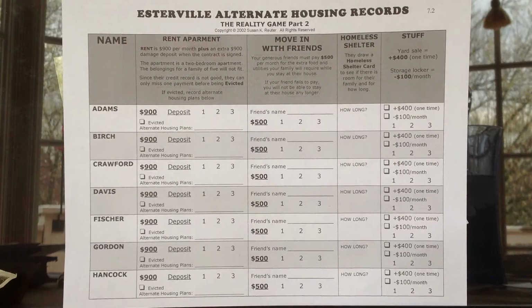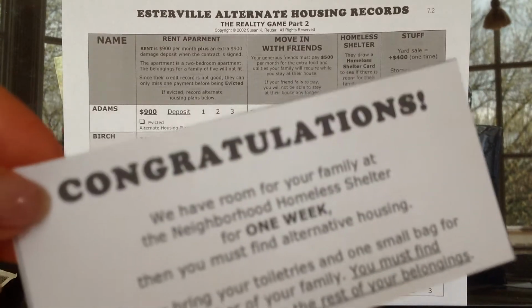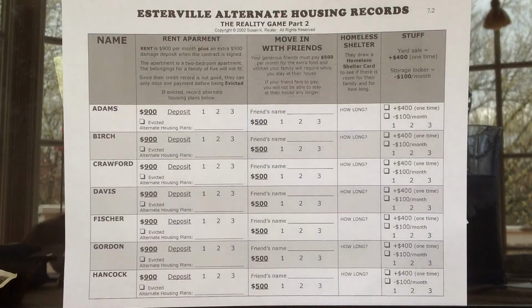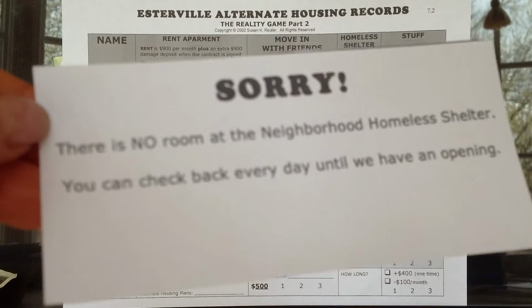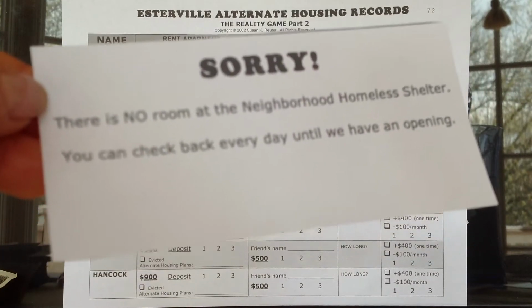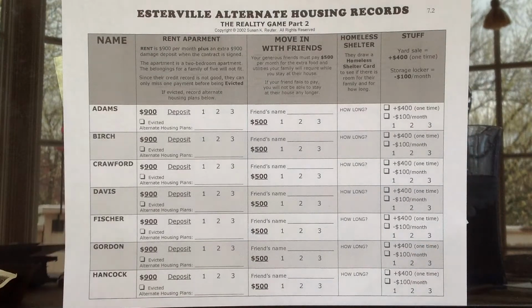But they will be able to come back each week and draw another card. Each week that they draw, they can either get a congratulations card or a sorry card. And so if it's sorry, that means that there's no room at the shelter, but they can keep checking back every day until they have an opening.